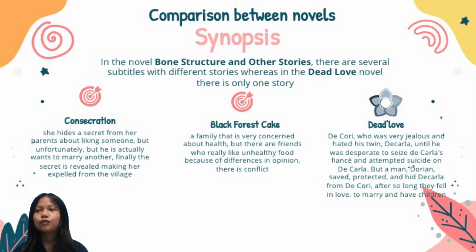Dead Love. Cory, who was once very jealous and had his twin Carla, until he was desperate, chooses the Carla fence and attempted suicide on Carla. But a man, Dorian, protects and hides Carla from Cory. After so long, they fell in love, married and had children.